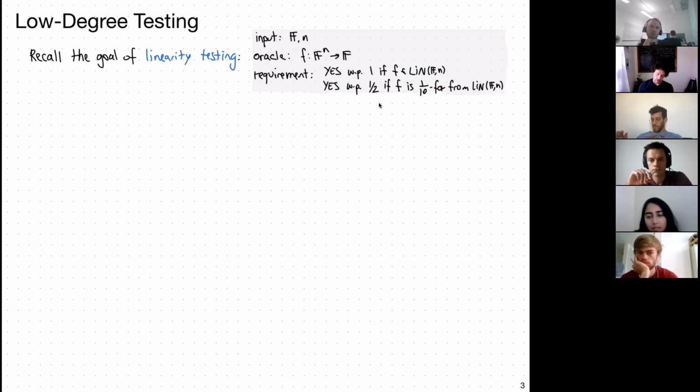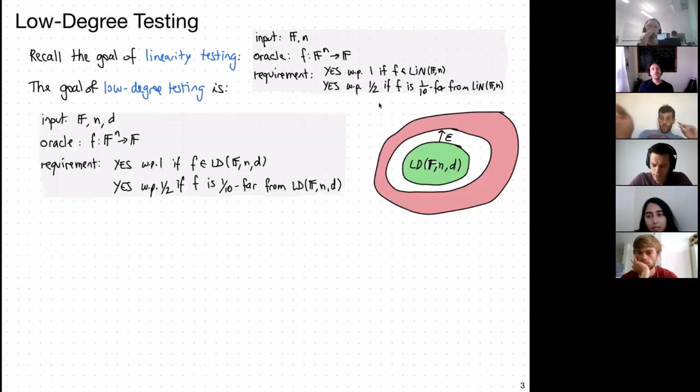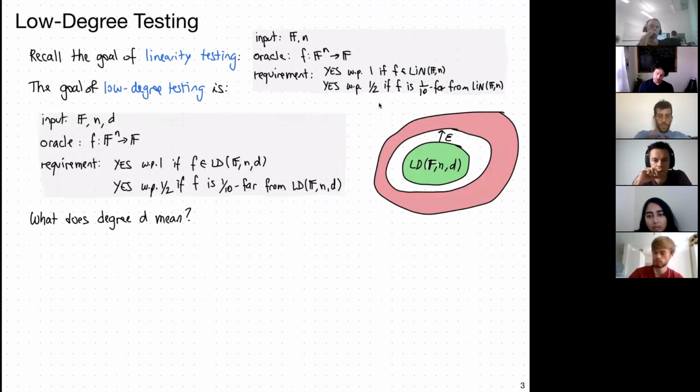Okay, so the goal of low degree testing would be exactly what you'd imagine. We'll have as input some finite field. We'll have the number of variables. So far, this is exactly as it was in linearity testing, but we'll also have an additional parameter, d, which controls the degree. So in linearity testing, d was always 1. Now we are looking at this generalization.